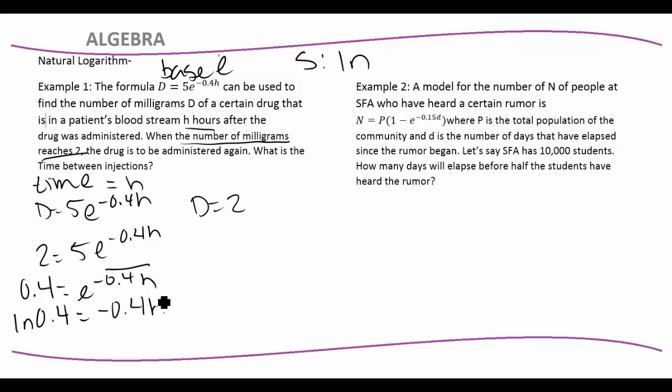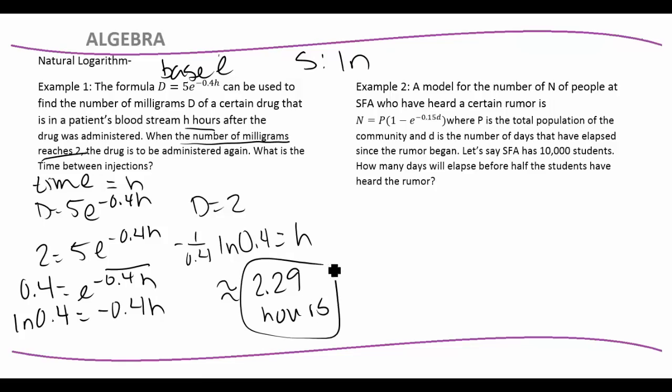So now we want to get h by itself. We divide both sides by negative 0.4, so we have negative 1 over 0.4 times the natural log of 0.4 equals h. When we do this in the calculator, we get approximately 2.29. So the time between injections is approximately 2.29 hours. And this makes sense with the problem.